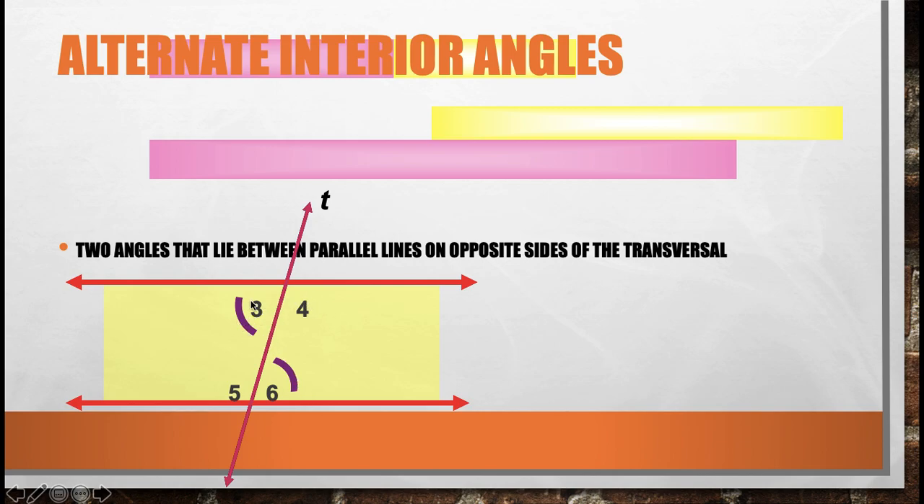Angle 3 and angle 4, what are they? Now students, speaking about angle 3 and angle 6, they are alternate interior angles. And one more pair of alternate interior angles is 4 and 5. I will mark and show you that. So angle 4 and 5 are also alternate interior angles.